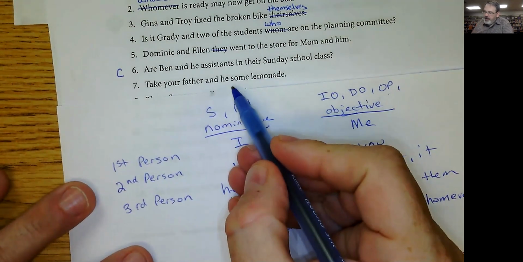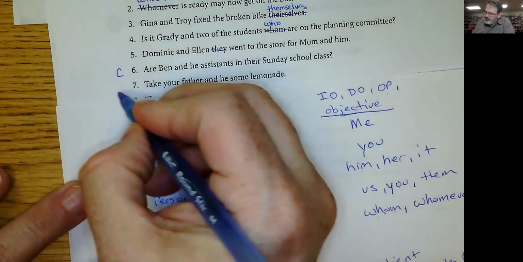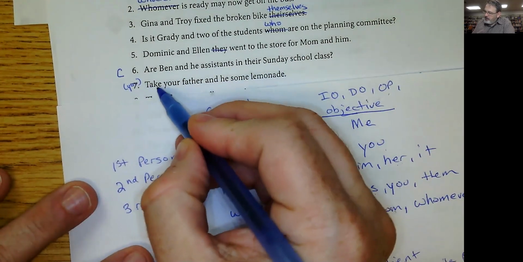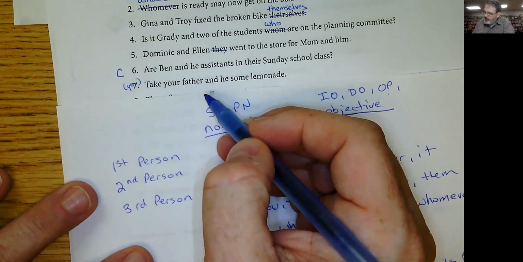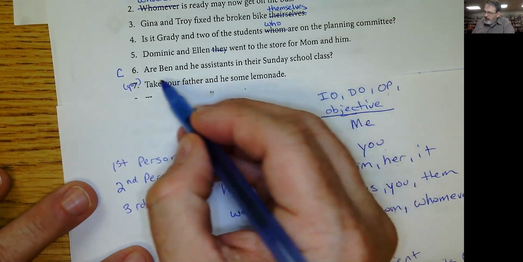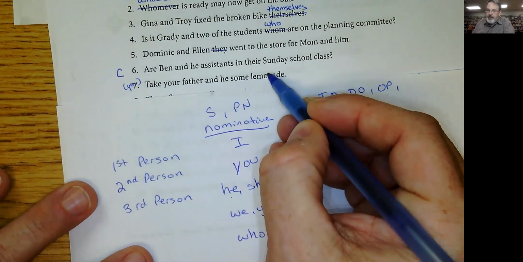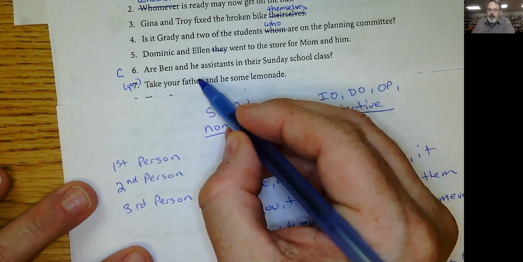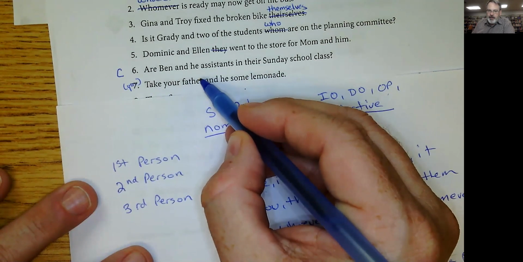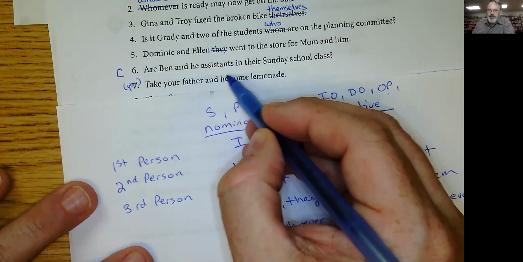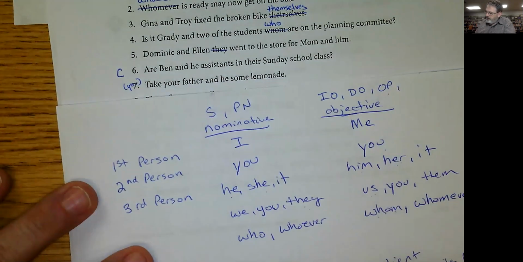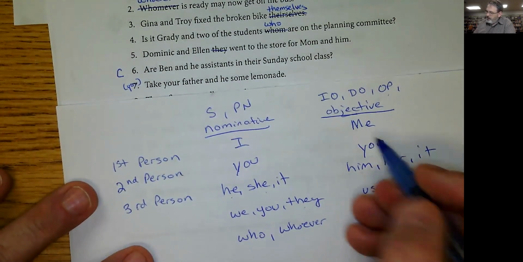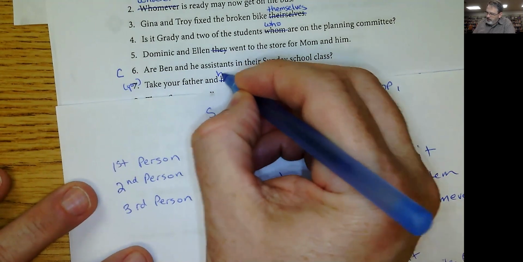Take your father and he some lemonade. Okay, there's an understood you here. You is the subject, take, and you take the lemonade, which is a direct object. Father is who's receiving the lemonade, and so is he. So those indirect objects should be objective case. Which is he, objective case? No, him. So it should be him.